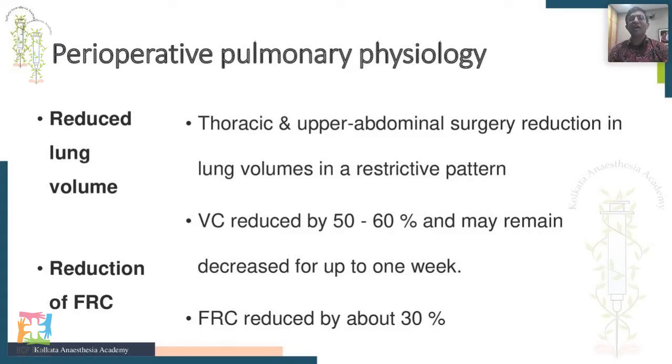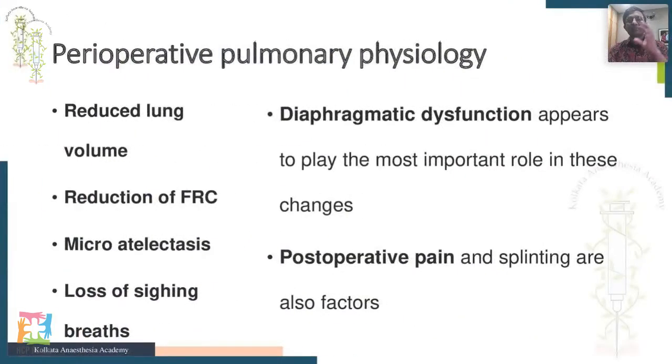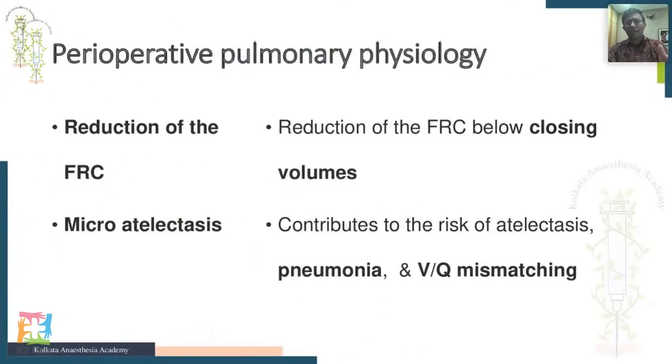The vital capacity reduces by 50 to 60%. The FRC reduces by 30%. And this reduction in lung volume, FRC, microatelectasis, loss of sighing breaths is mainly due to diaphragmatic dysfunction. Now, whether it is compression or whether this is flaccid paralysis or the abdominal contents going up due to the positioning or the institution of positive pressure ventilation, all these things. Along with this, postoperative pain, which is an extension into the postoperative period, also could be a reason for all these which are mentioned on the left-hand side.